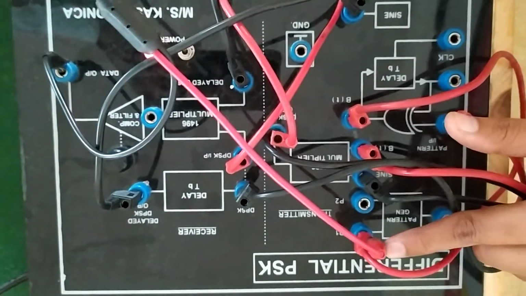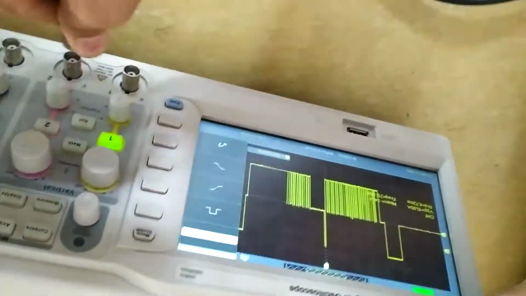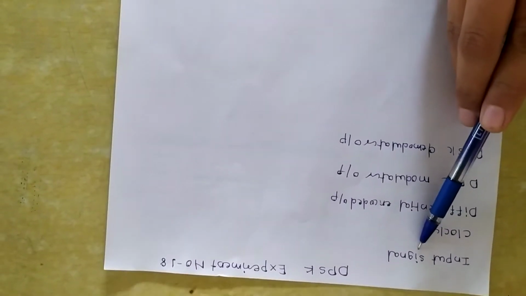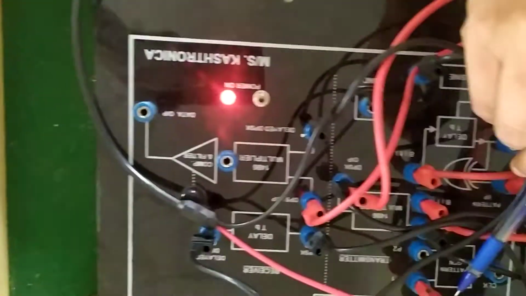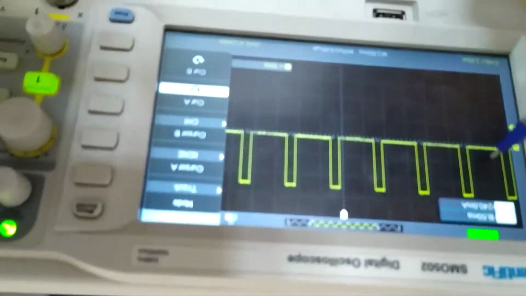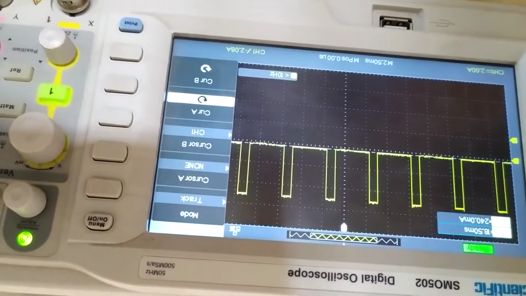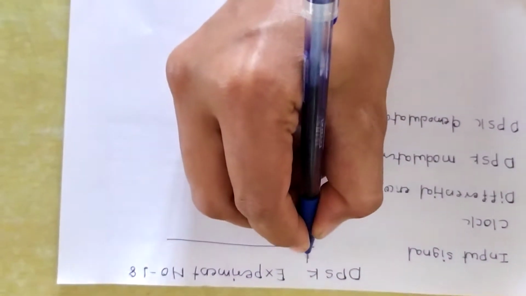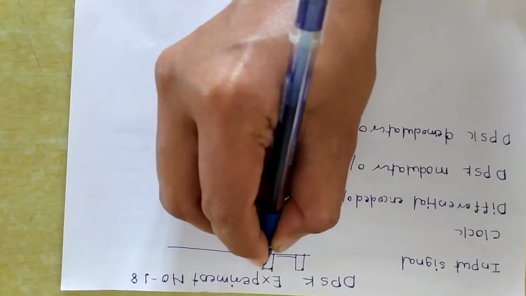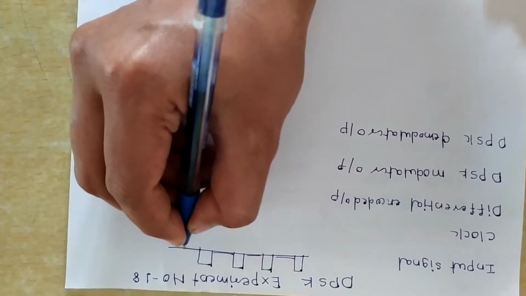First one is the pattern, that is the input signal. Bit pattern P1 is nothing but your input signal. See the output of P1, which is your input signal. You have to draw the P1 signal. This is your input signal.